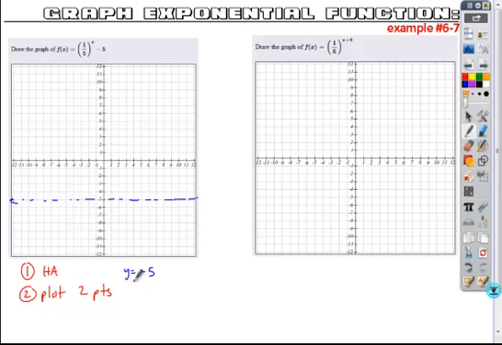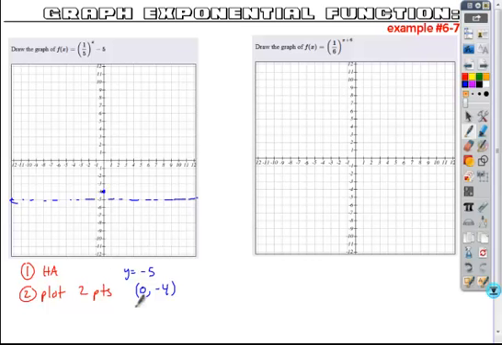Okay, so do we have any horizontal shift here? Nope, so we're going to use our y-intercept. So when x is 0, what's y? So now careful. We have 1/5 to the 0 is 1, minus 5 is -4. So here's our first point.